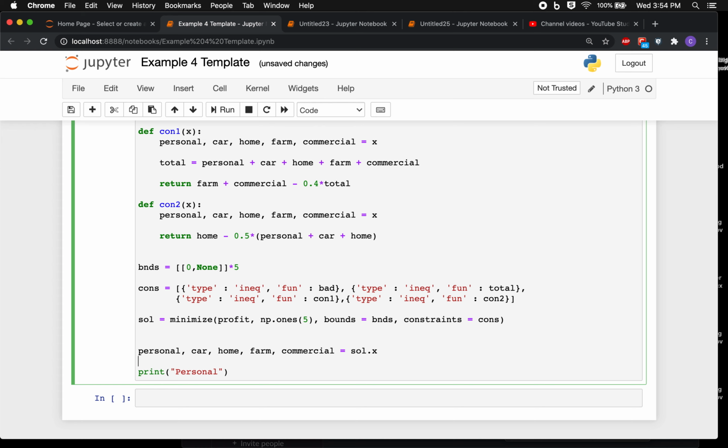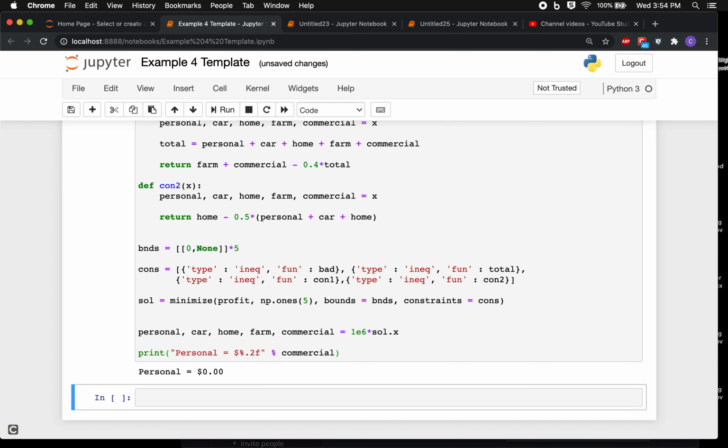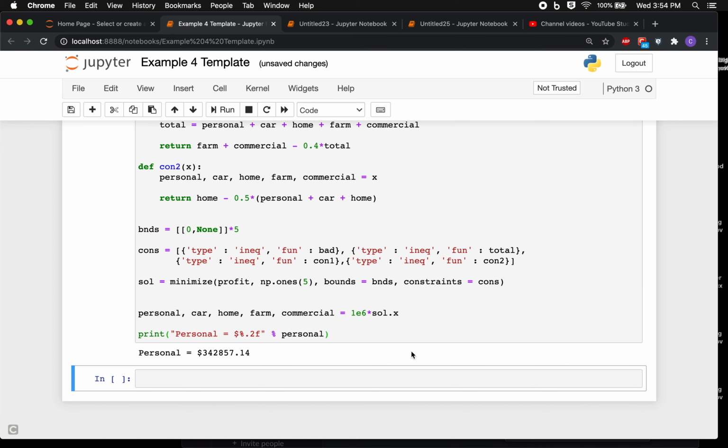Actually, I'm going to make this a million, so I'm going to just do 1e6 times this. So that's going to take everything converted to dollars. Is equal to percent 0.2f. I actually put a dollar sign here. And that's going to be commercial. And parenthesis here. And then I'm just going to copy these. Let's see if that works. Yep. Oh, nope. I got it wrong. That's personal. See if this gives me an answer right.